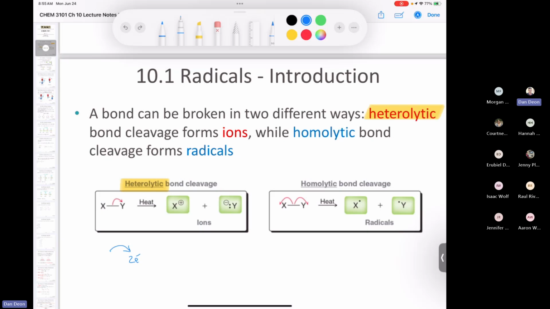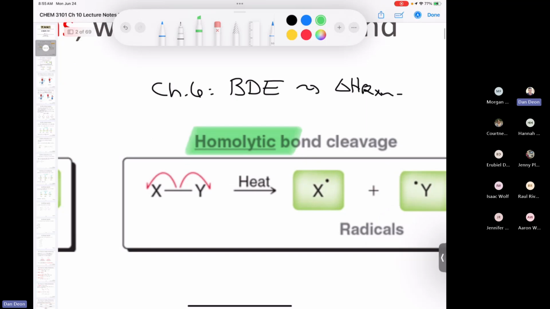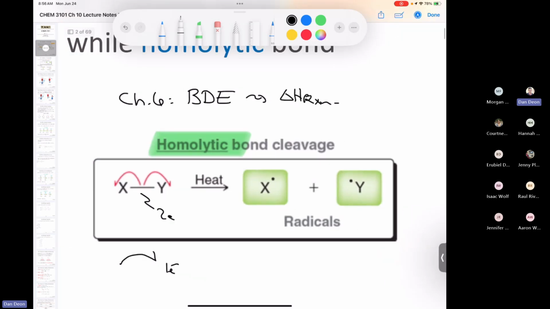But when we talk about bond dissociation energies, and we talked about these in chapter 6, we use them to calculate the delta H for a reaction, okay? If you remember those bond dissociation energies, they came from a homolytic bond cleavage, and homolytic bond cleavage just means that everybody splits up the electrons equally. So here we have two electrons in our bond. There's no debating that. And when we draw a fishhook arrow like this, it represents the flow of one electron. And so the atom X gets one electron, the atom Y gets one electron.